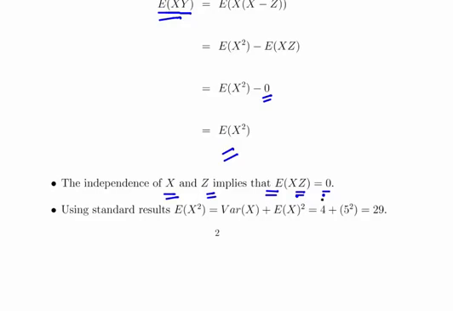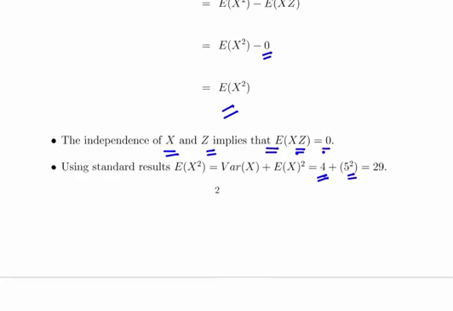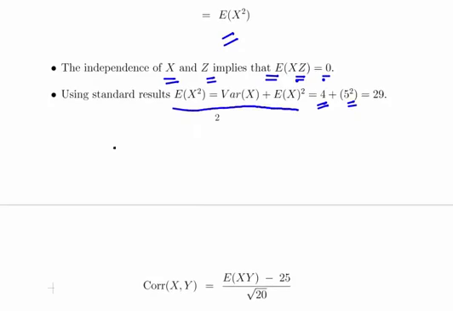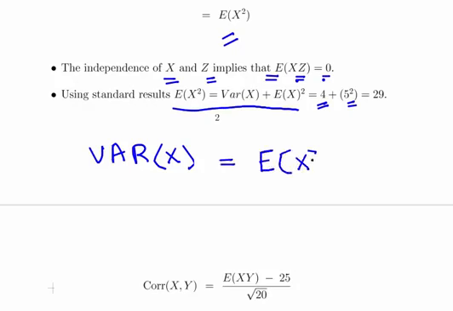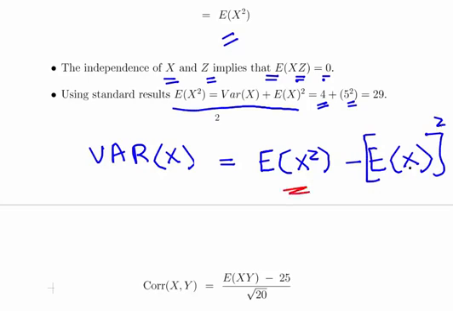So, using standard results, the expected value of x squared equals the variance of x plus the expected value of x, squared, which is 4 plus 5 squared. Again, this is what we're told in the first part of the question, and that is equal to 29. If you're wondering where this comes from, this is simply a rearrangement of this standard formula, which you should be familiar with at this stage, for random variables. That's all it is.